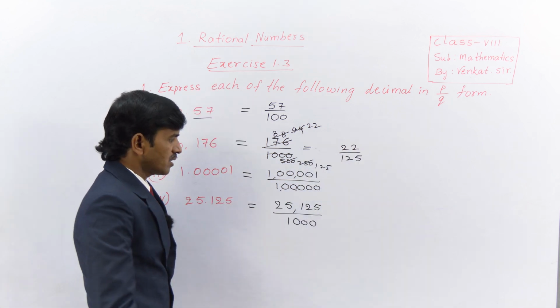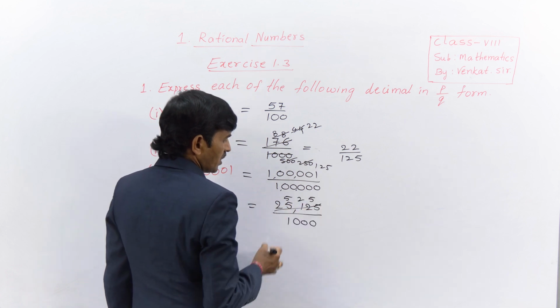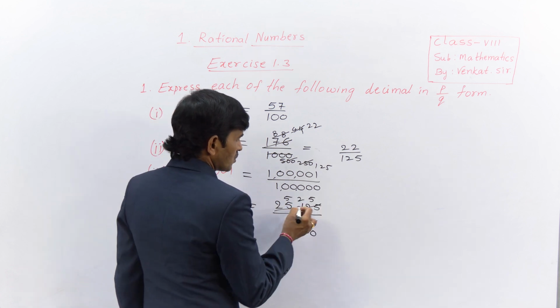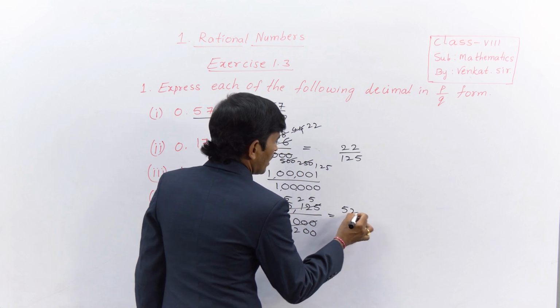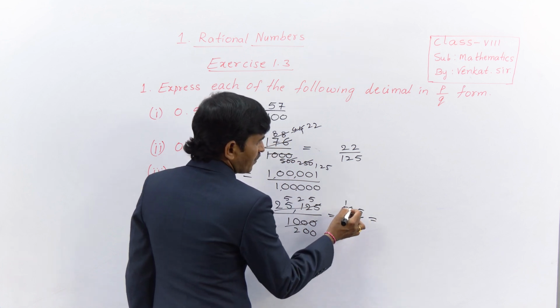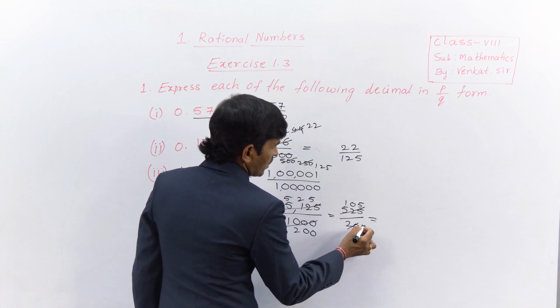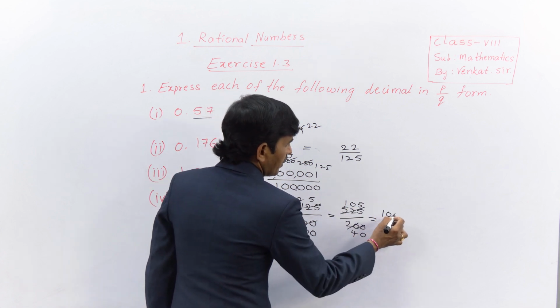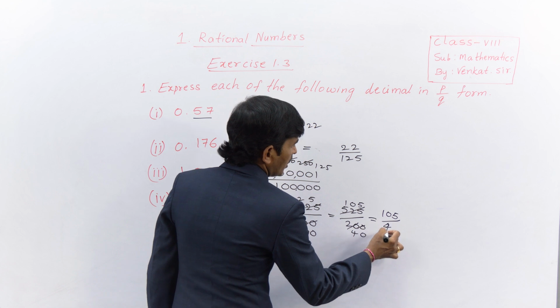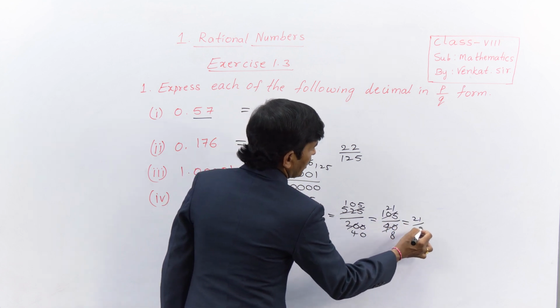Here we can check it. 5 5s are 25, 5 2s are 10, 5 5s are 25, 5 2s are 10. Next, it becomes 525 by 200. So what does it become then? 5 1s are 5, 5 zeros are 0, 5 5s are 25, 5 4s are 20. Next, it becomes 105 by 40. 5 2s are 10, 5 1s are 5, 5 8s are 40. So it is 21 by 8.